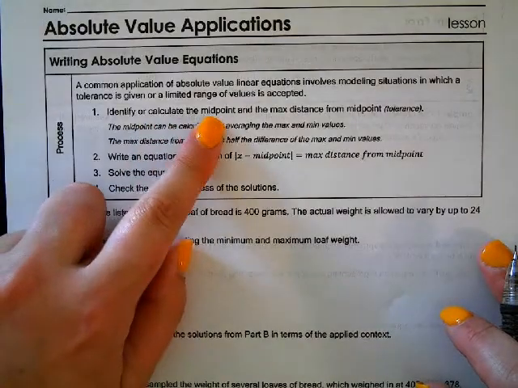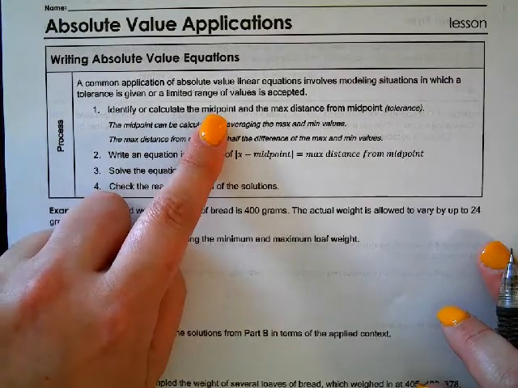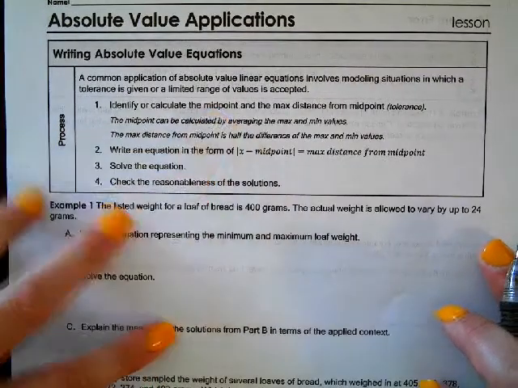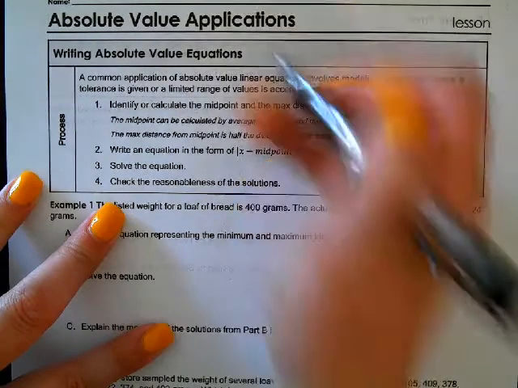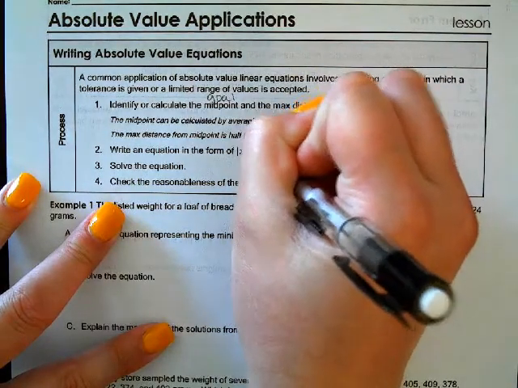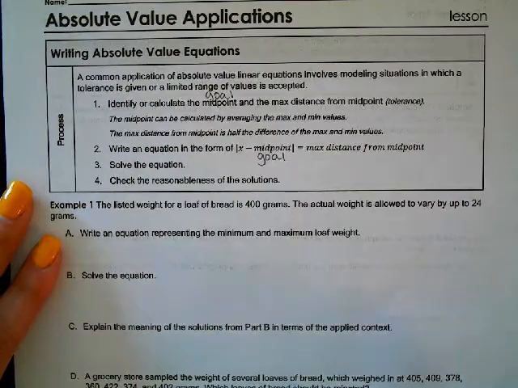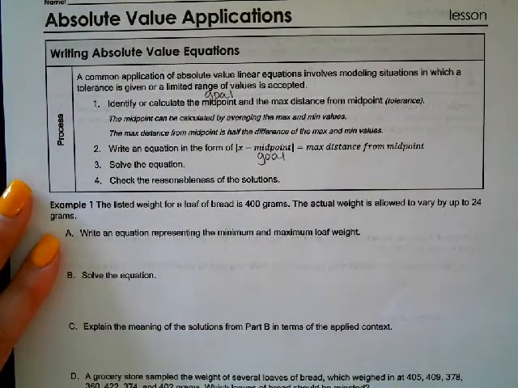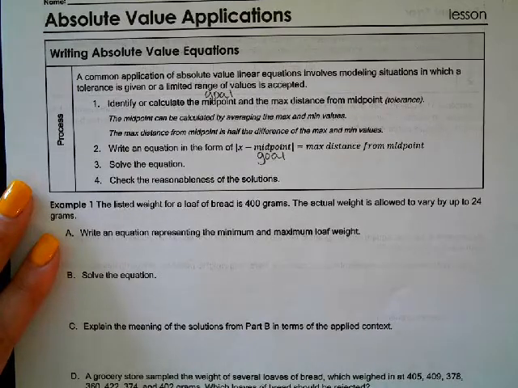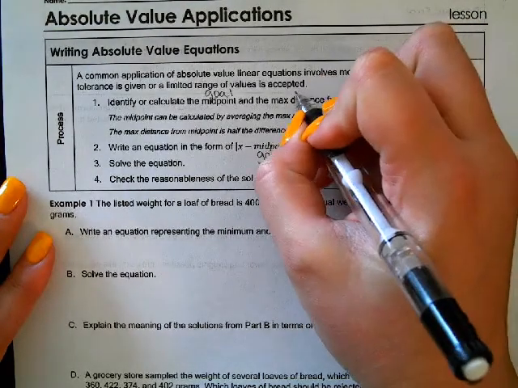You're going to identify or calculate the midpoint or the tolerance. I always think of this as the goal. It's what you're trying to achieve. And then the max distance from the midpoint. That's how far you can vary from your goal before you have to reject the situation, maybe if you're talking about packaging a product or something like that. So the max distance is how much you can vary.